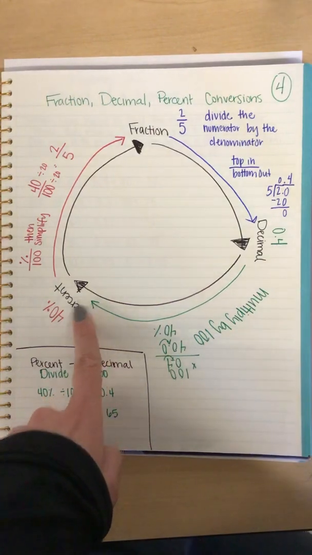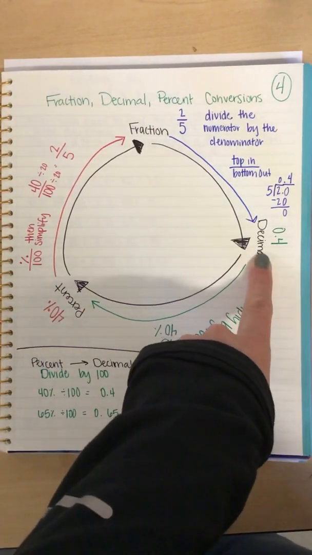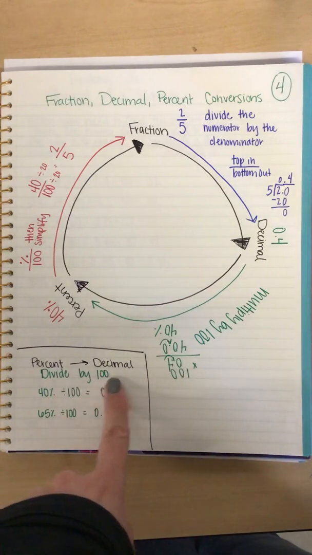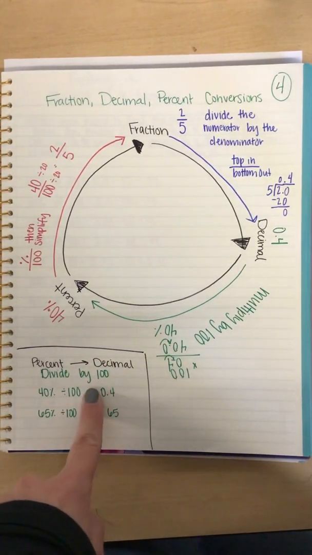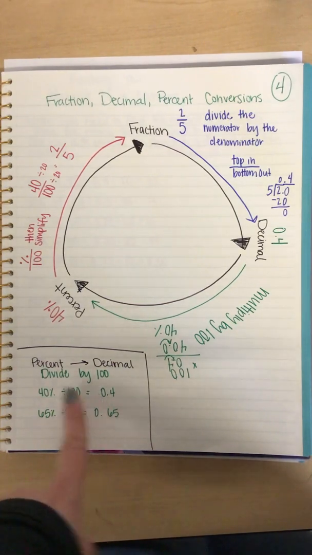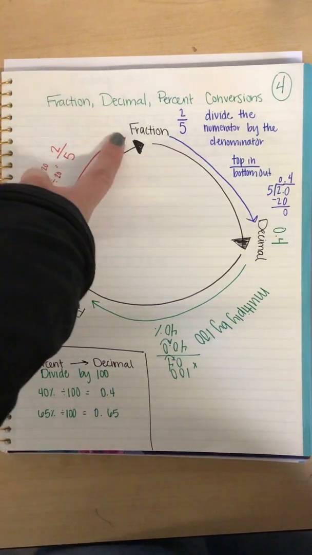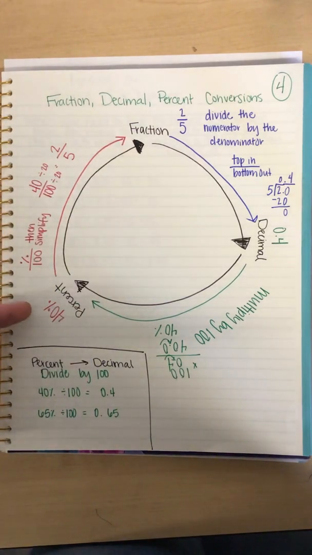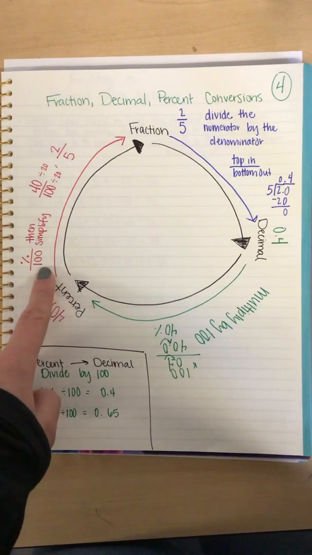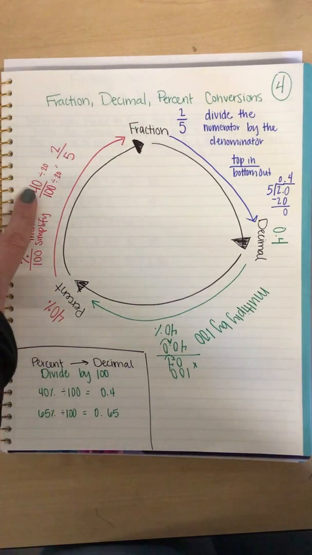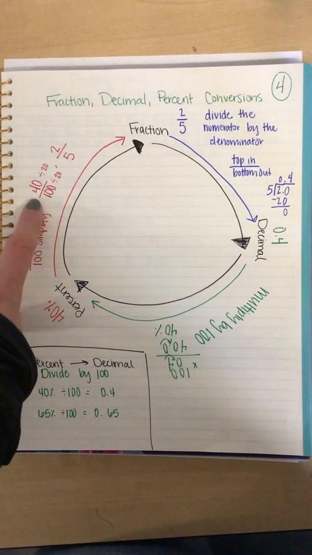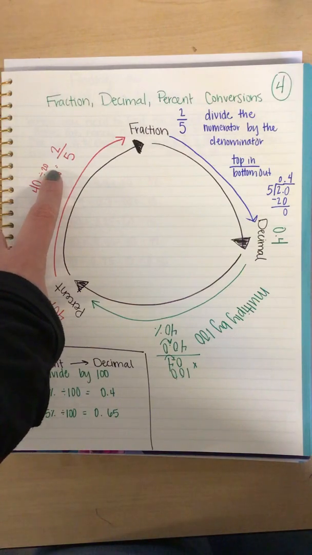In the same fashion, you can go from a percent to a decimal by doing the opposite, and the opposite is dividing by 100. So percent to decimal, divide by 100. And then you go from a percent to a fraction by taking your percent, whatever that percent is, and putting it over 100 because percent means part per 100. So the whole is 100, okay? So in this case, it would be 40 over 100, and then I just simplified it down, okay?